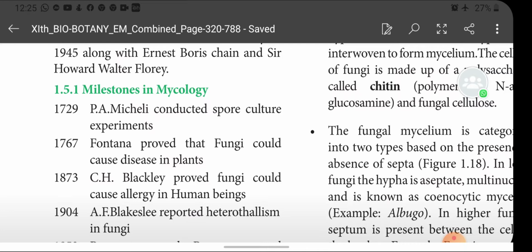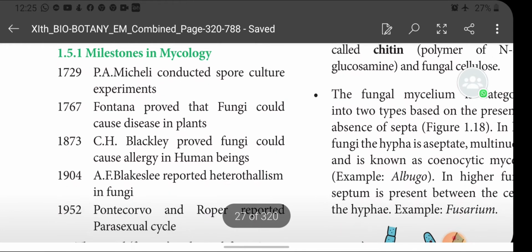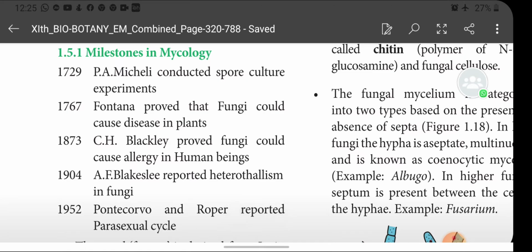So all this you could understand easily, I think, children. This tells about the history of penicillin and how it saved many people in World War II. Sir Alexander Fleming shared the Nobel Prize. Okay, about the milestones in mycology, please go through them by yourself.